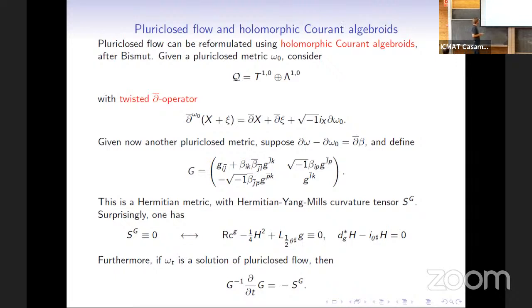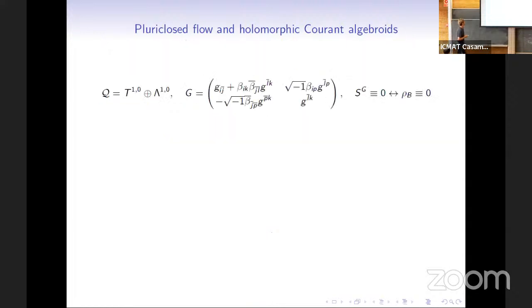And so furthermore, if omega t is a solution of pluriclosed flow, there should also be a beta t here. That's the whole point. If I have omega t and also this time-dependent beta t, then I can define capital G sub t, and then the pluriclosed flow is expressed looking a lot like the Hermitian-Yang-Mills flow. But again, it's really important to remember that this is not Hermitian-Yang-Mills flow, because the trace is with respect to the moving metric. Okay, so I just summarized in this line what was happening on the previous slide.